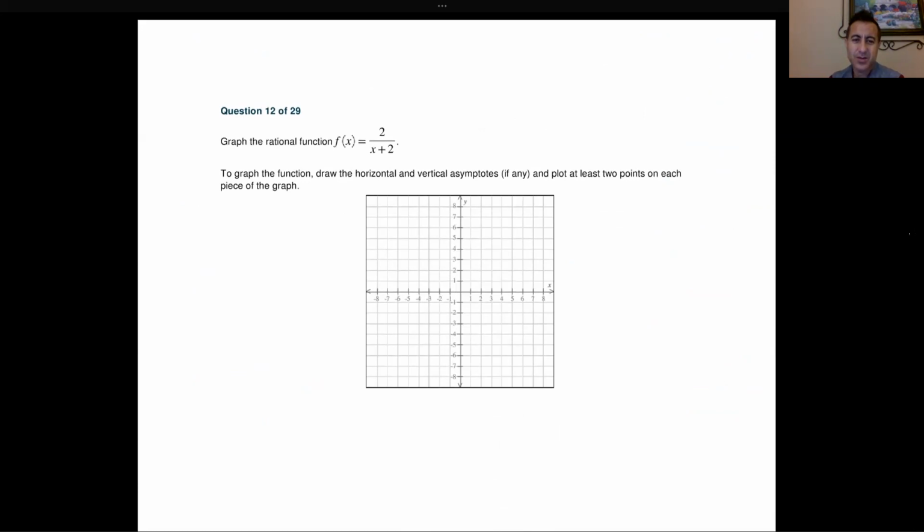All right, so this one is for the question, graph the rational function. Since it's a rational function, we're going to need to check whether it has asymptotes and what type of asymptotes it has. We're going to put them on the graph, then we're going to come up with some points and graph it. All right, so you see here we have x, but here we don't have x at all.